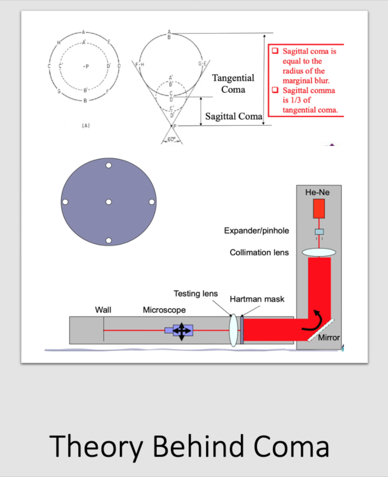Coma is an off-axis aberration that manifests as a comet-like blur. This is caused by both the sagittal and tangential rays coming to a focus at a different place than the paraxial focus. Therefore, in order to measure coma, we can break the pupil up into 5 distinct locations using a Hartmann mask and measure where those rays map on the image as a function of the pupil location.